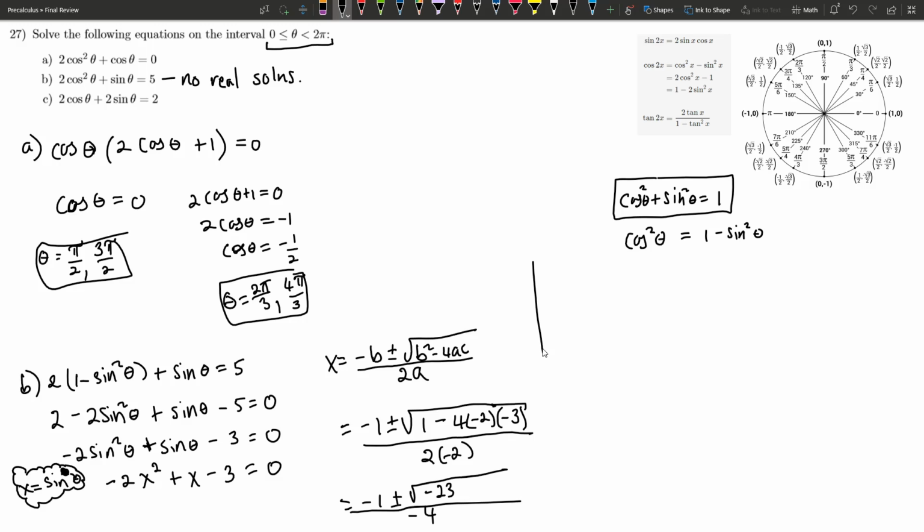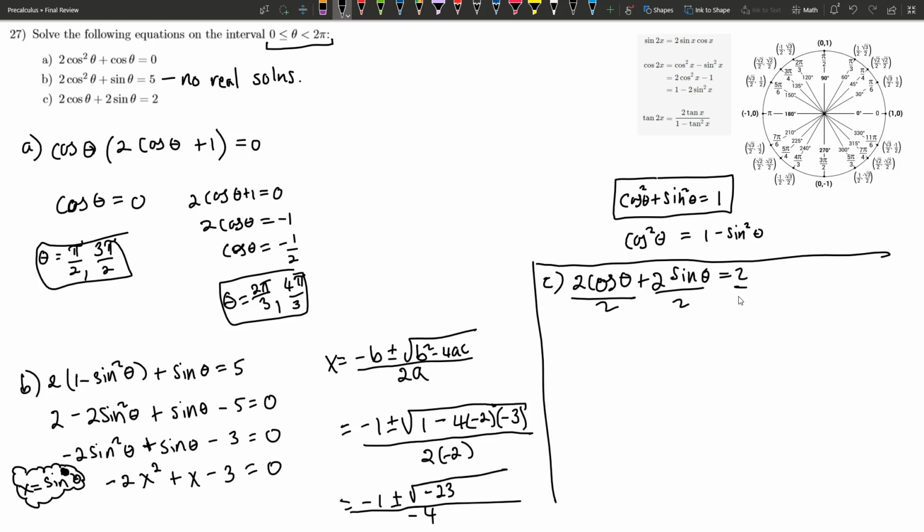Okay. C, let's do C. Hopefully I have enough room right here to do C. Don't know why I boxed myself up in that room, but I have all this room here. So C: 2 cosine theta plus 2 sine theta is equal to 2. Now I see there's a 2 being multiplied by everything, so we could just go ahead and divide everything by that 2. Get that out of the way. So you end up with just cosine of theta plus sine of theta is equal to 1.